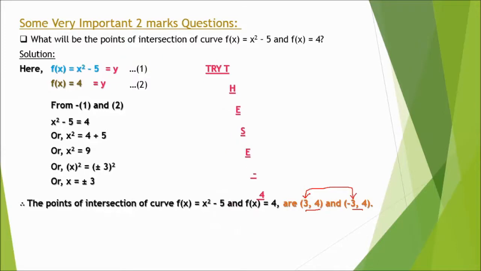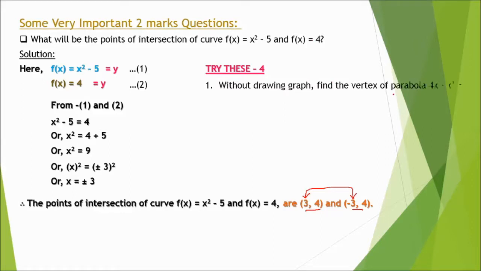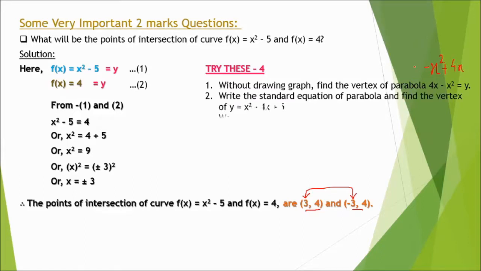Now try this. 4. 3 questions are there. Without drawing a graph, find the vertex of the parabola. This one, you can easily compare. You can write this equation in this form: x square plus 4x. If you are confused, then it is x square plus 4x is equal to y. Okay, you can write it in this proper form.